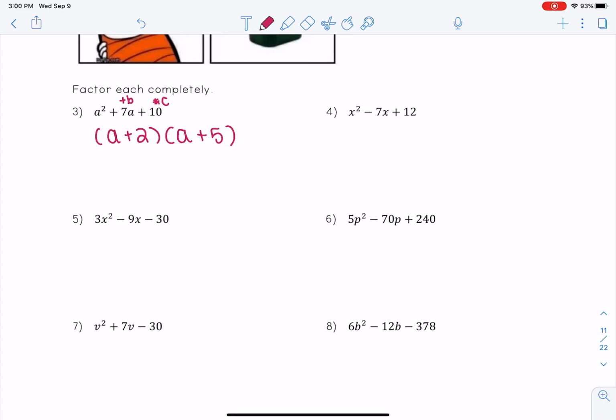In my next problem, what multiplies to 12 and adds to negative 7? Well, think about 12. 2 and 6 maybe? No. What about 3 and 4? Oh yeah, if they both add to negative 7, then they're both negative. So x minus 4, x minus 3, that'll add to negative 7 and multiply to a positive.